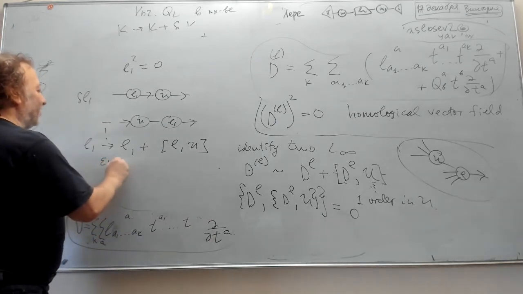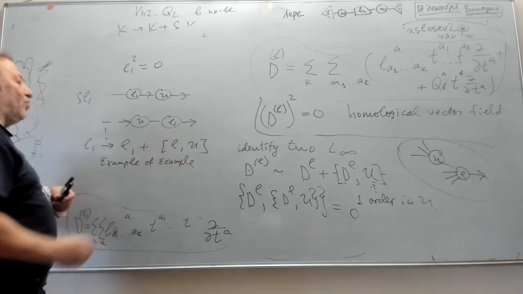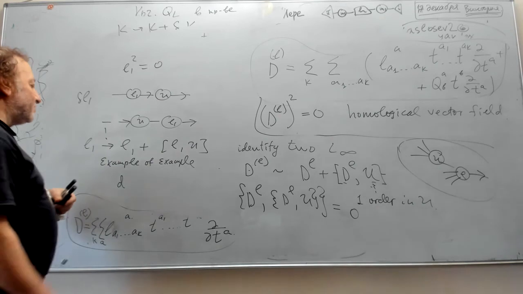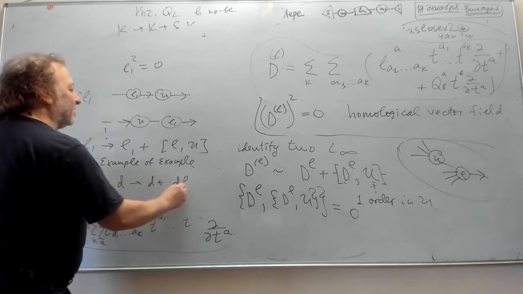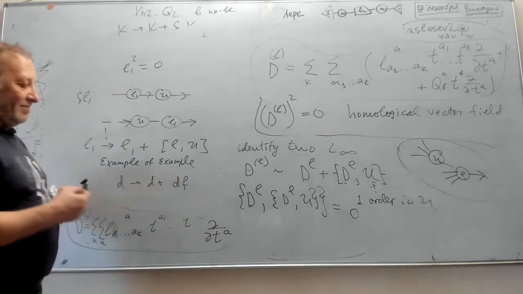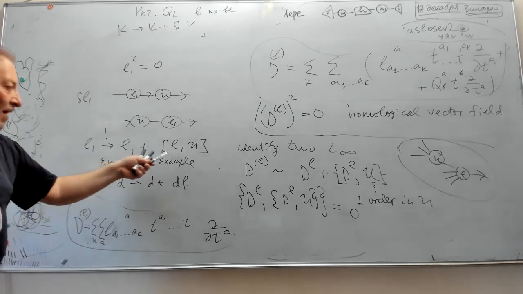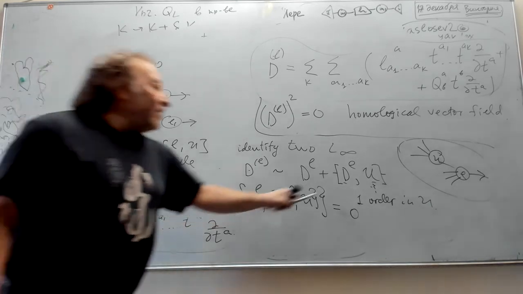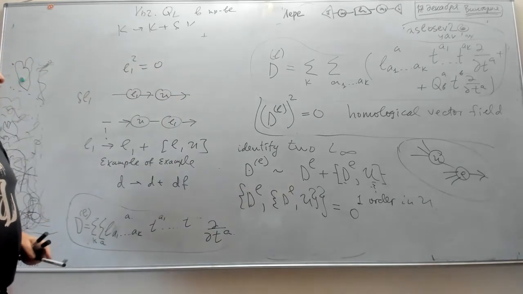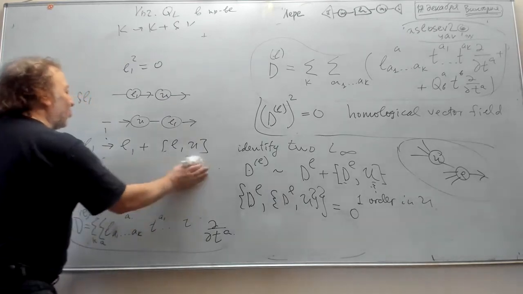So this is a normal way of changing a differential. Example of example. Of course you know this. Just imagine that you have D and you are going to D plus DF. It's called Witten deformation. However, this deformation is very big. The space of deformation is very big, and these are just particular examples of how you are deforming the structure.